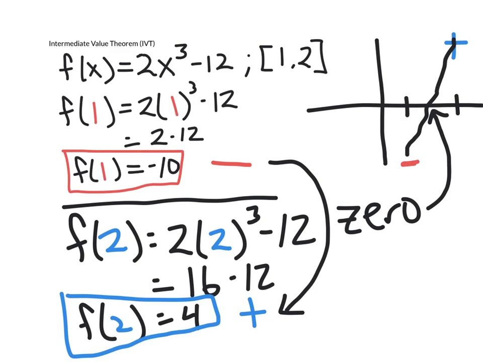When you write this up, you want to make sure that you say f of 1 is negative, f of 2 is positive. Therefore, the intermediate value theorem will guarantee that that polynomial, because it is continuous, will pass through a 0.